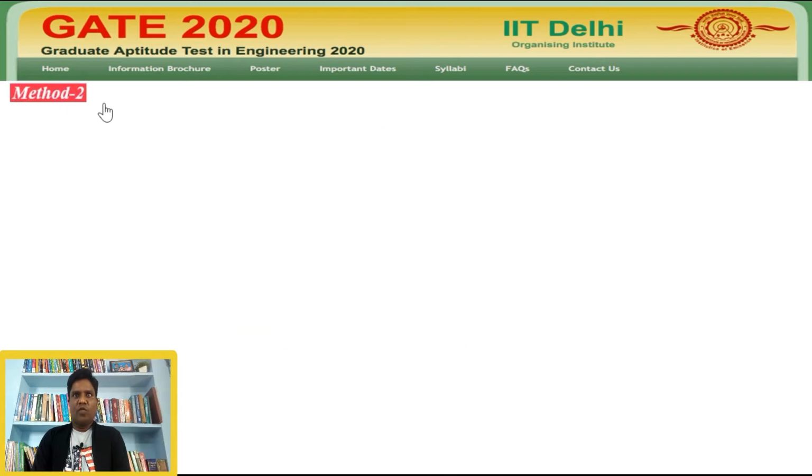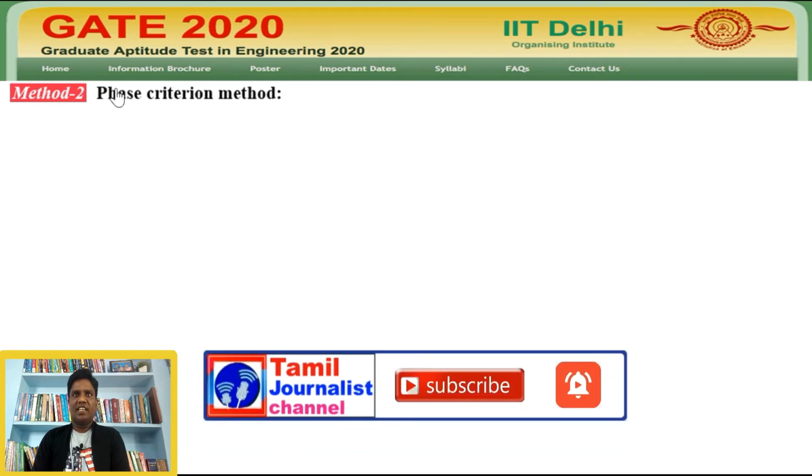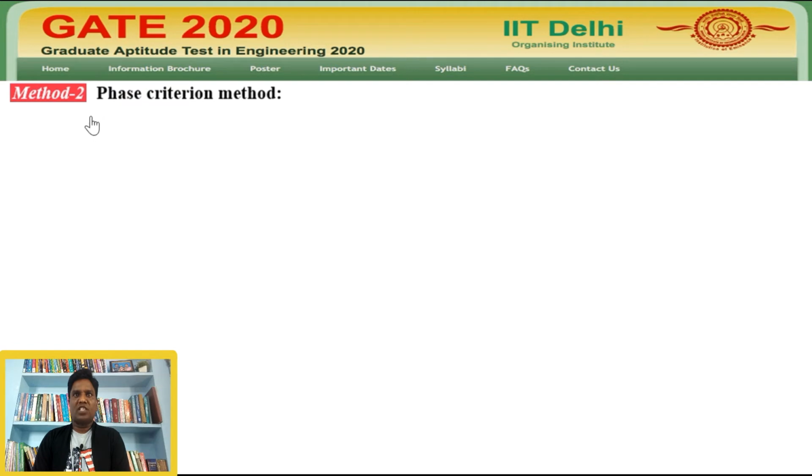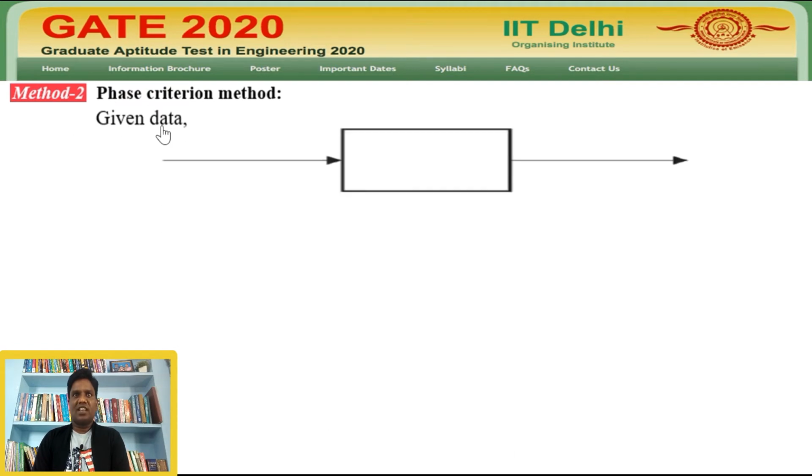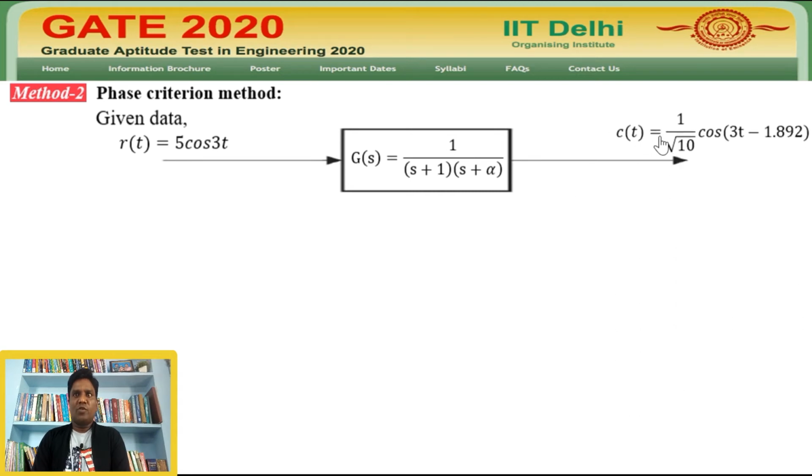Next, we will go with method 2 by using the phase criterion concept. Already I said that this method is based on the phase addition of the system from the open loop transfer function expression. From this question, the given data are the input term R of t equal to 5 cos 3t, with the transfer function of the system G of s equal to 1 divided by (s plus 1) into (s plus alpha), and the corresponding output is C of t equal to 1 divided by root 10 into cos of (3t minus 1.892).